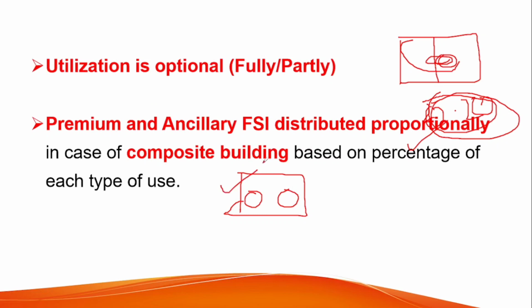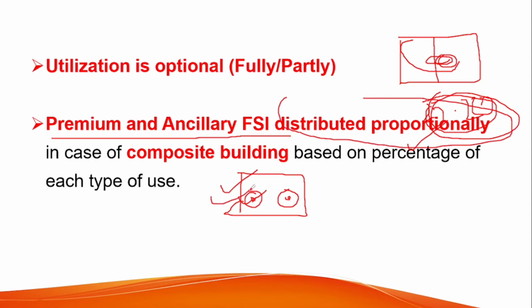So the premium FSI is calculated according to the type of use, means how much percentage is used for the commercial and how much for the non-commercial, that is the residential. And the FSIs which we get for these usages, commercial and residential, get distributed proportionally for this building. That is the simple meaning of this. No need to go deep, just understand the meaning and leave it.